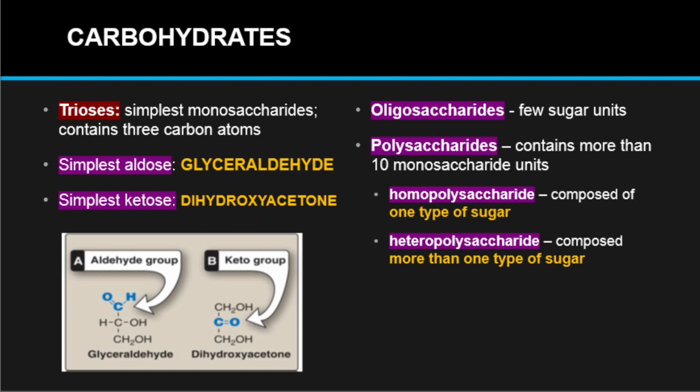And for oligosaccharides, these mean few sugar units. So we have disaccharides, trisaccharides, and so on and so forth. And polysaccharides contain more than 10 monosaccharide units. It can be a homopolysaccharide or a heteropolysaccharide. Homo means it contains one type of sugar. For hetero, it contains more than one type of sugar.